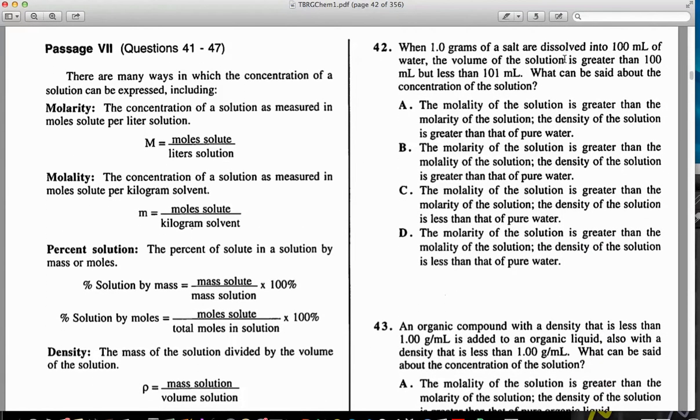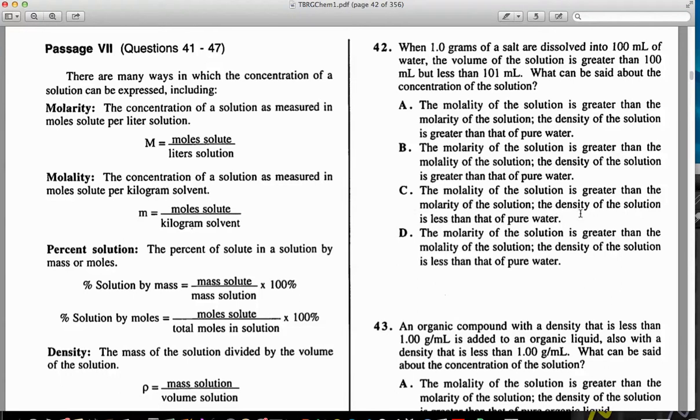One gram of a salt is just 1 grams of a salt. That's just poor English. That's terrible. Dissolved into 100 mils of water, the volume of the solution is greater than 100 mil, but less than 101 mil. What can be said about the concentration of the solution? Well, we know that the density of the water is greater than 1.